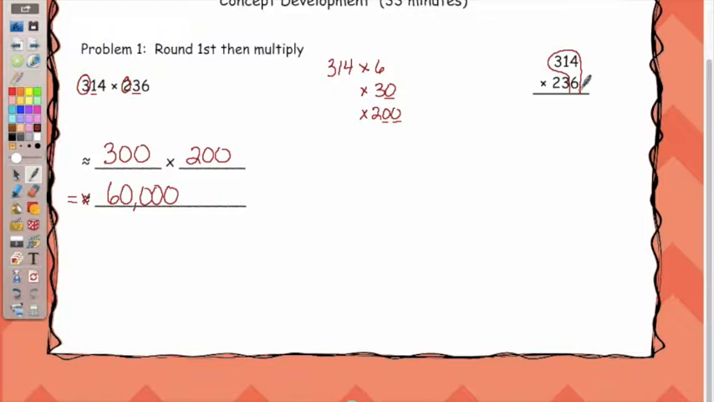4 times 6, 24. Regroup the 2. 6 times 1, 6, plus 2, 8. 6 times 3, 18. And you have nothing to compare it to right now, do you? Add 0.